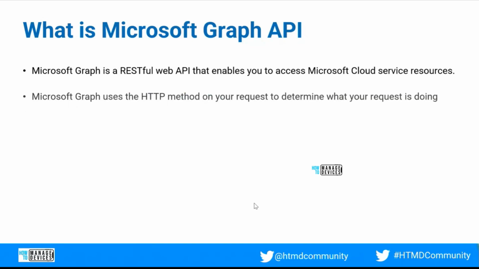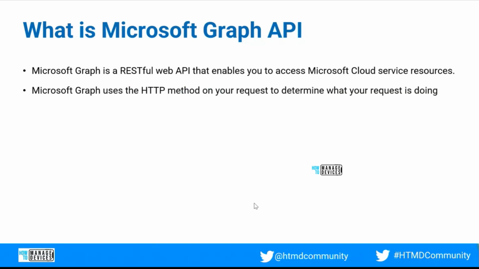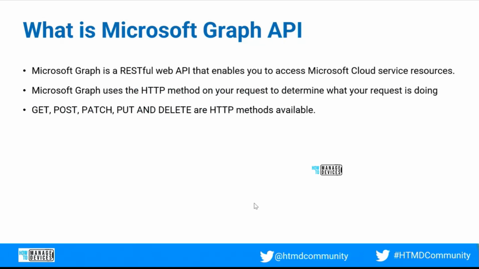Microsoft uses the HTTP method in your request to determine what the request is doing. There are multiple methods, guys: GET, POST, PATCH, PUT, and DELETE are the HTTP methods available. Generally we work with GET, POST, or DELETE methods, and that all depends on your scenario. If you want to delete something, you obviously have to go with the DELETE HTTP method. If you want to make some changes, you have to go with the POST or PUT method. And if you want to patch something, as the name states, you have to go for the PATCH HTTP method.